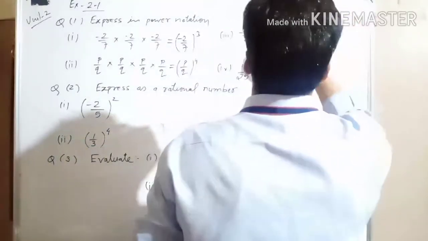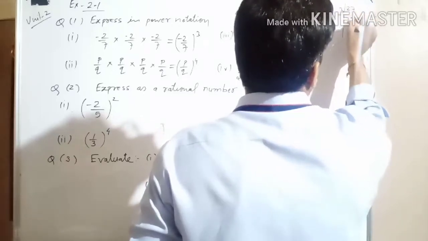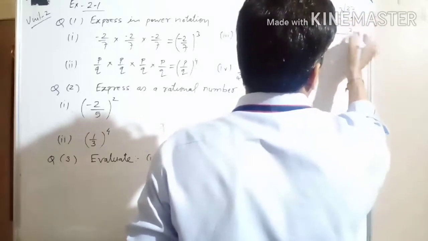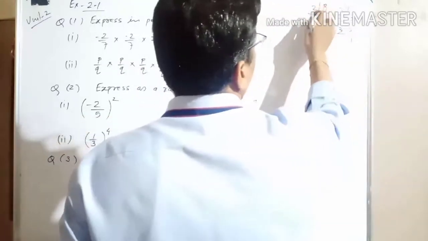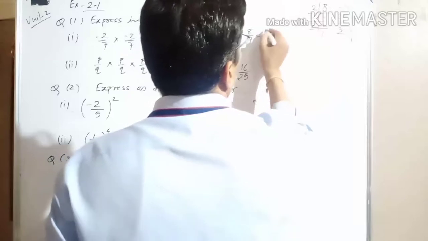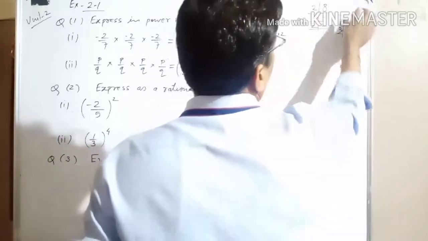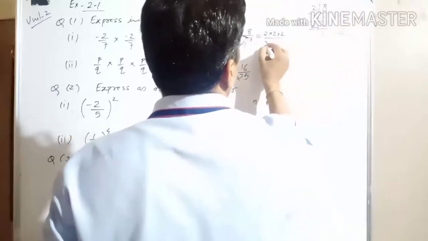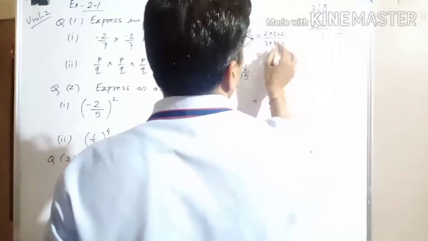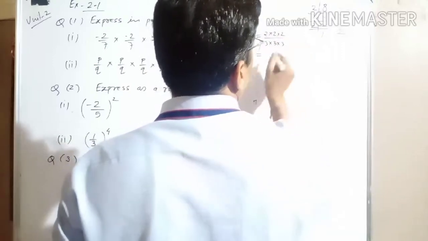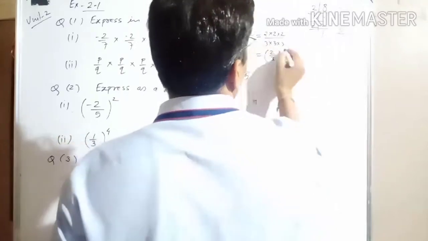And here 27: 3 times 9, 9 is 3 times 3, 3 times 1. In place of 8, what can we write here? 2 into 2 into 2. And in place of 27, what can we write? 3 into 3 into 3. So what is the power notation? 2 is coming 3 times, 3 is also coming 3 times. So we can write here 2 upon 3 power 3.